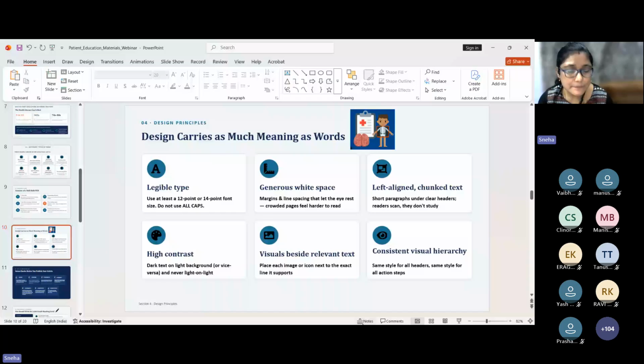High contrast, dark text on a light background, or vice versa, and never light on light. Both cannot be light: the text cannot be light and the background also light at the same time. So there should be high contrast.